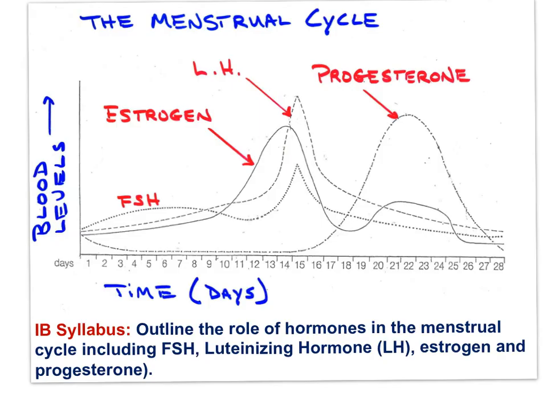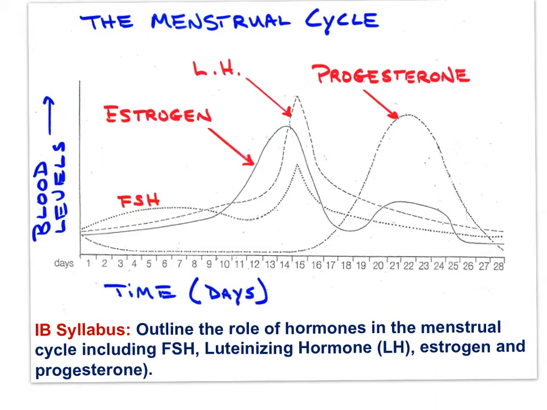Here's a graph that strictly shows the hormones without the accompanying ovarian or uterine cycles. FSH and LH rise early in the cycle due to low levels of estrogen and progesterone that would otherwise inhibit their secretion. The rising levels of estrogen seen here inhibit FSH and LH from the anterior pituitary, and we can see this as FSH declines as the estrogen rises. This is negative feedback.